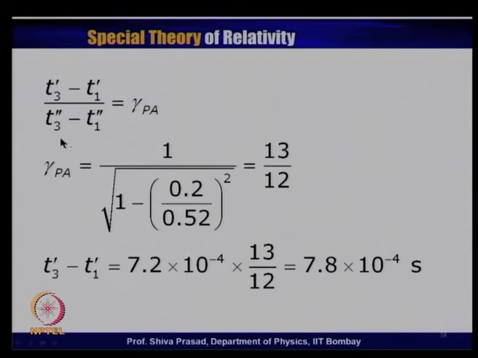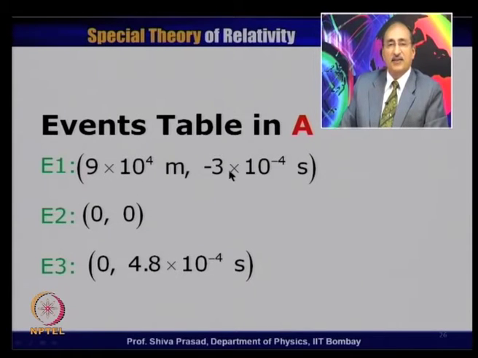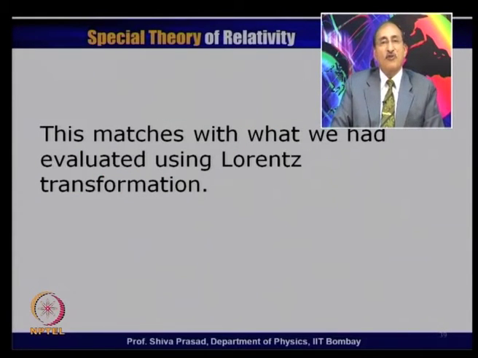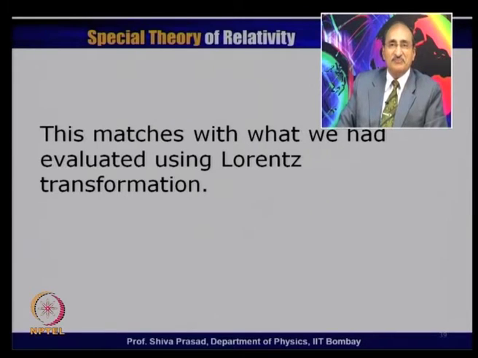If I go back to my event table, this is what you have to have seen. 4.8 and 3, this is minus, this time difference is actually 7.8 times 10^-4 second. This is what I had expected. This matches with whatever we have evaluated using Lorentz transformation.